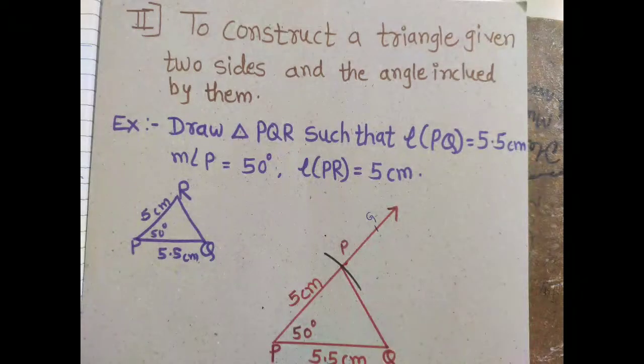For example, draw triangle PQR such that length PQ is equal to 5.5 cm, measure of angle P is equal to 50 degree and length PR is equal to 5 cm. A rough figure has been drawn showing the given information. Angle P is an acute angle and that is shown in the rough figure.